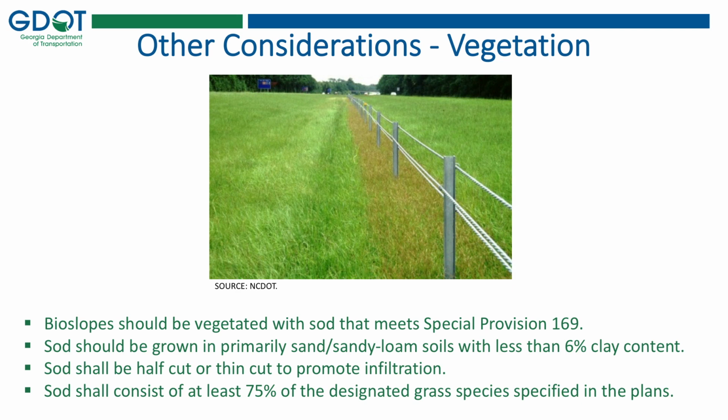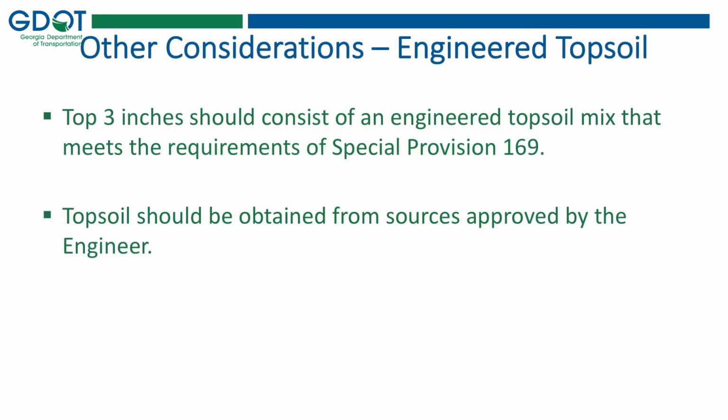GDOT Special Provision 169 should be used to select sod for the bioslope surface. The sod should be specified to be grown in primarily sand or sandy loam soils with less than 6% clay content. Sod shall be half-cut or thin-cut to promote infiltration, and the sod shall consist of at least 75% of the designated grass species specified in the plans. The top 3 inches of the bioslope should consist of an engineered topsoil mix. Use an engineered topsoil mix that meets the requirements outlined in Special Provision 169, which covers post-construction stormwater BMP items. Topsoil should be obtained from sources approved by the engineer.